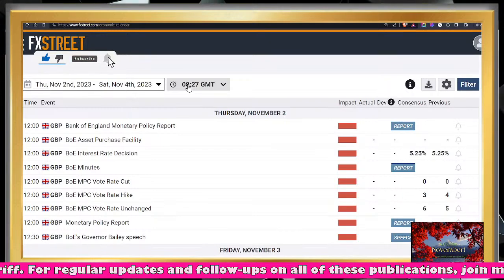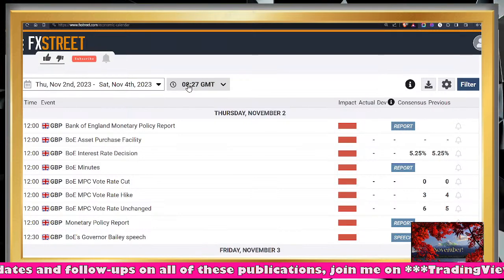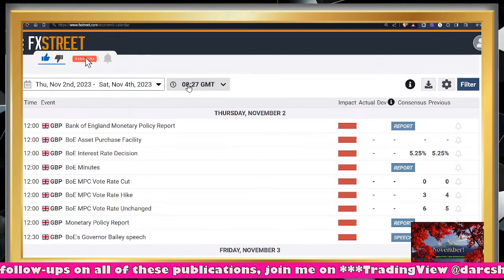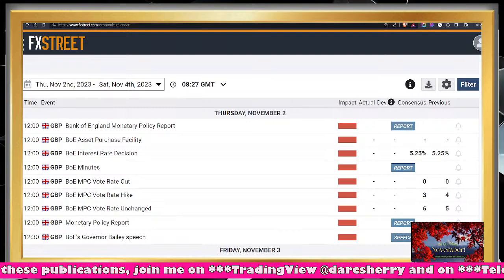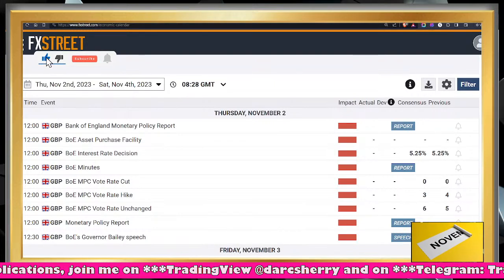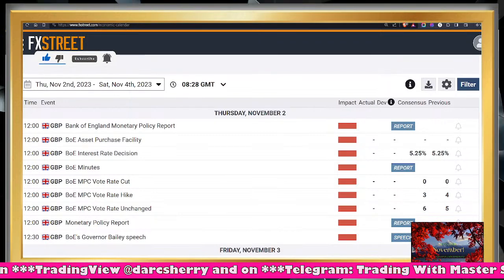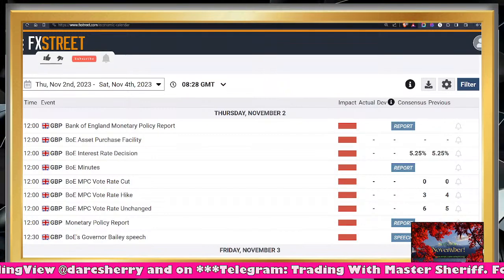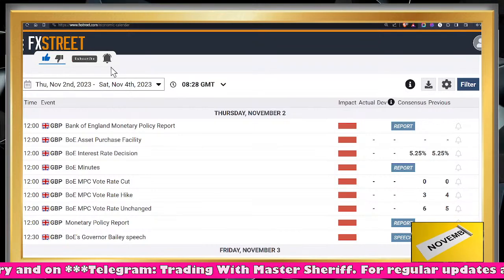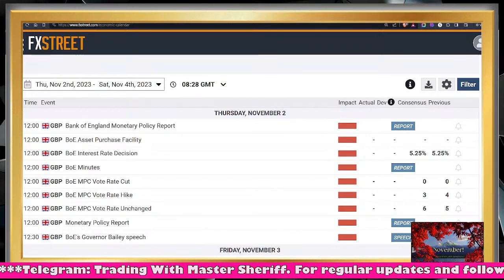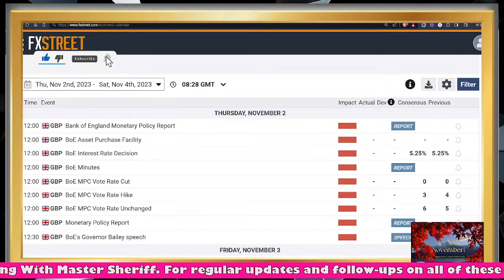Then we also have the MPC vote: rate cuts, rate hike, or rate unchanged. Then the Bank of England governor will be giving a speech, which everyone will definitely want to look forward to, as whatever he says today will give us an insight into the economic situation in the United Kingdom, an idea into their monetary policy, and an insight into the reason why the decision regarding the interest rate was made later today.